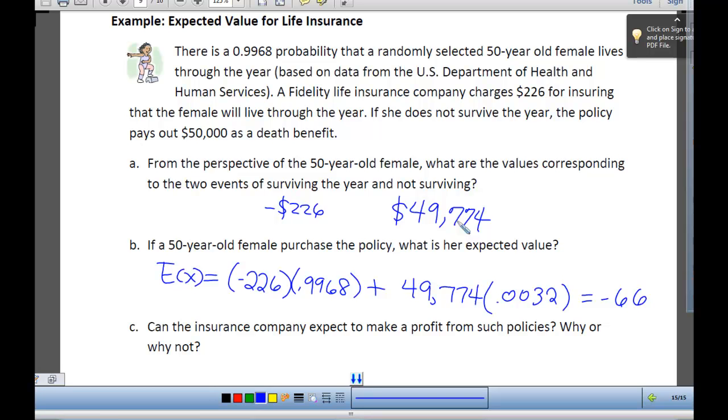Okay, very good. Which means basically that the insurance company is making about $66 per person. All right, can the insurance company expect to make a profit from such policies? We would say yes, they can, because the customer is averaging a loss. Very good.